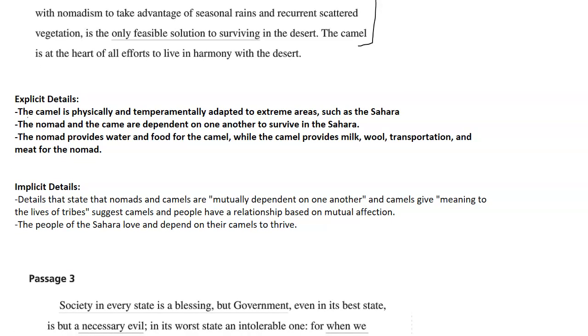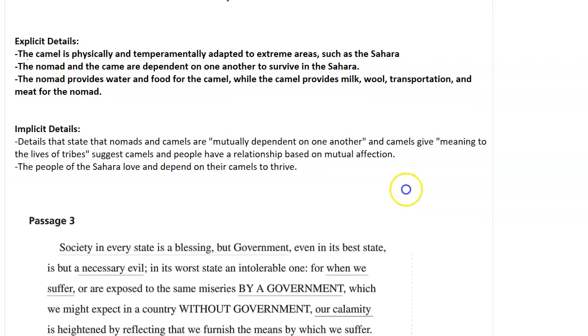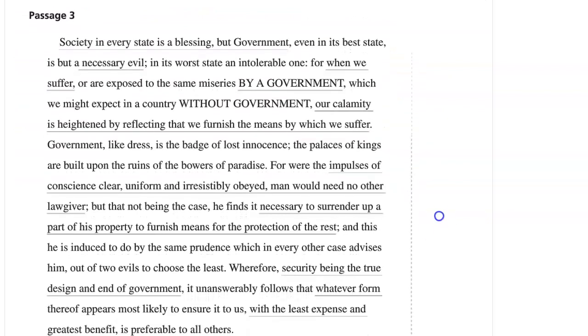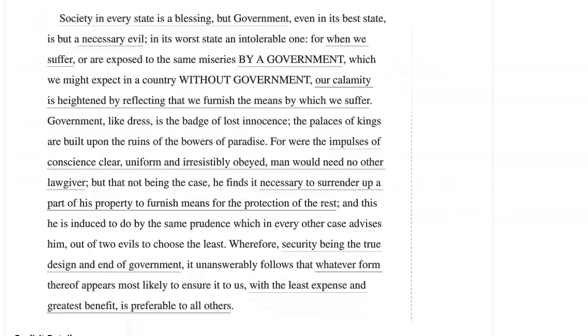Okay, so that wraps up our first passage. We're going to take a look at another passage because that other one was kind of short. So let's take a look at passage 3.